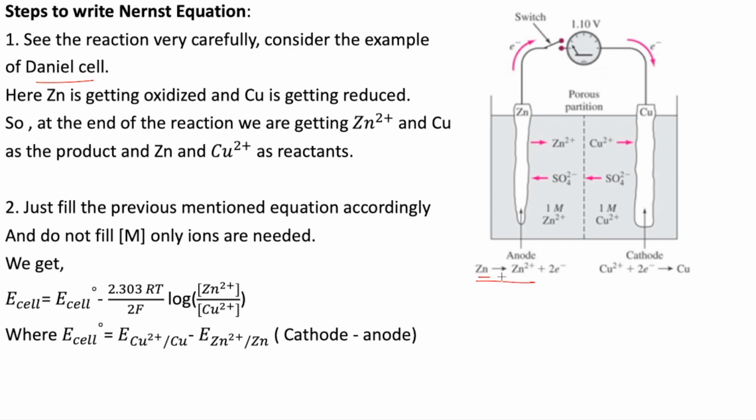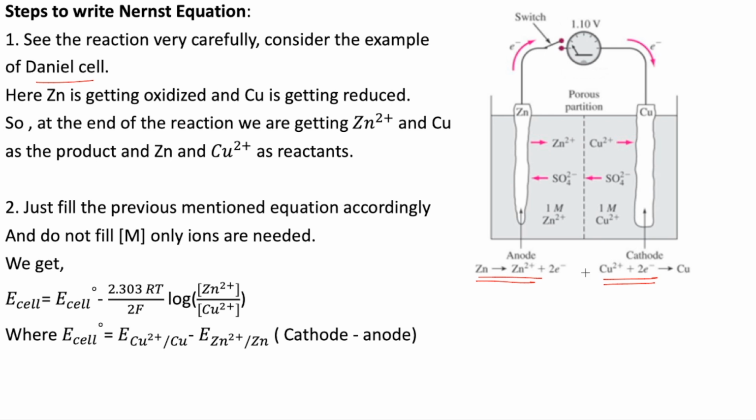You can see very simply, zinc is getting oxidized, its oxidation state is increasing, it is losing electrons, whereas copper is getting reduced because it is accepting electrons, or its oxidation state is decreasing. Now, after checking the oxidation and reduction, you have to add both these reactions. So you have to balance and then add the reactions. Since the electrons are already balanced here, you don't have to do anything.